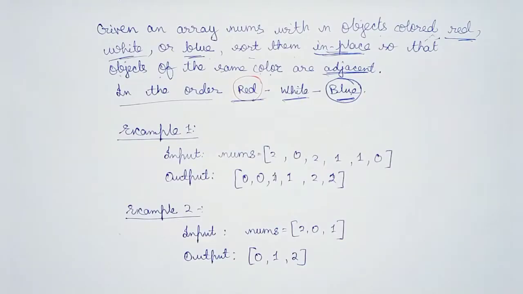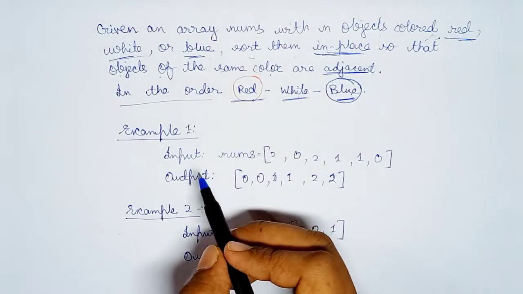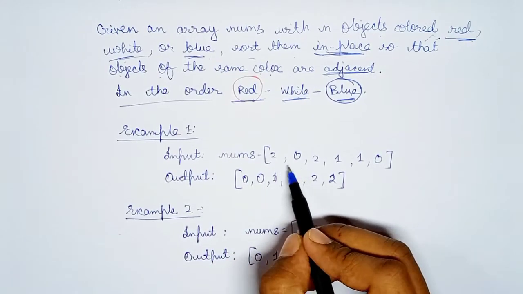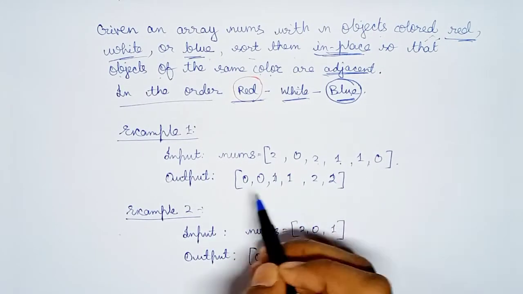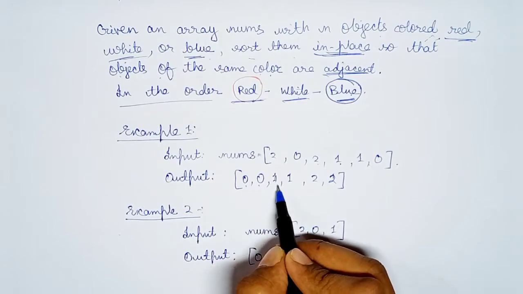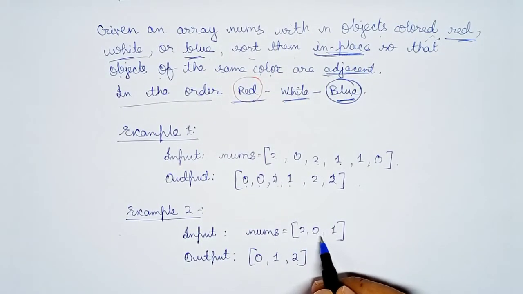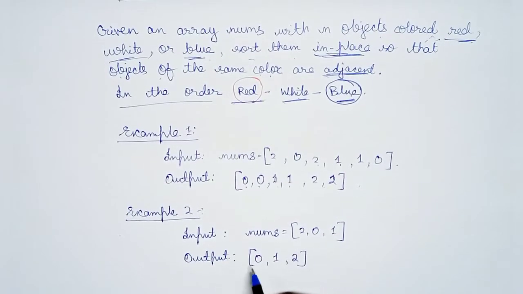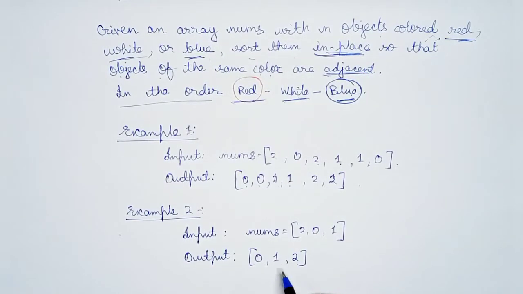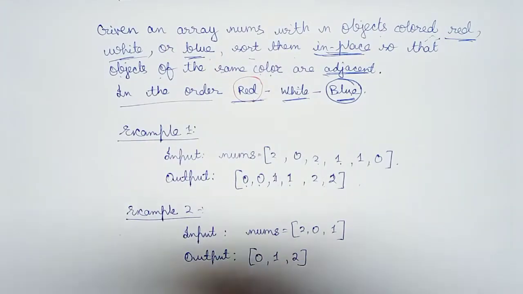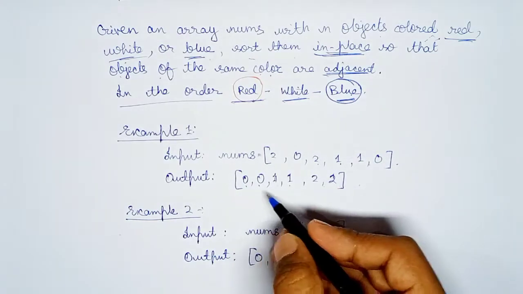So I have written the examples directly. We can see that the input nums is given as 2, 0, 2, 1, 1, 0 and the output comes as 0, 0, 1, 1, 2, 2. In example 2, we have 2, 0, 1 as the nums input array and the output comes as 0, 1, 2. So the first approach that comes to mind is that we can directly sort the input array and get the answer.